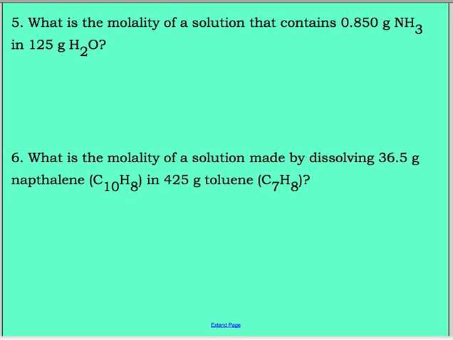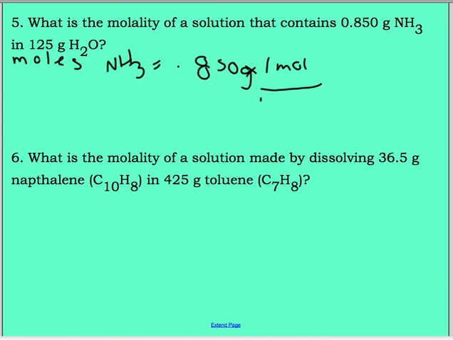We have molality and mole fraction left. So molality, again, you're just doing your moles of the one thing over kilograms of the other. So the first thing we're going to get moles of is NH3, because that's definitely our solute, it's smaller amount. So we just take our amount, 0.850, 1 mole, 17 grams, and we get 0.0500 moles.